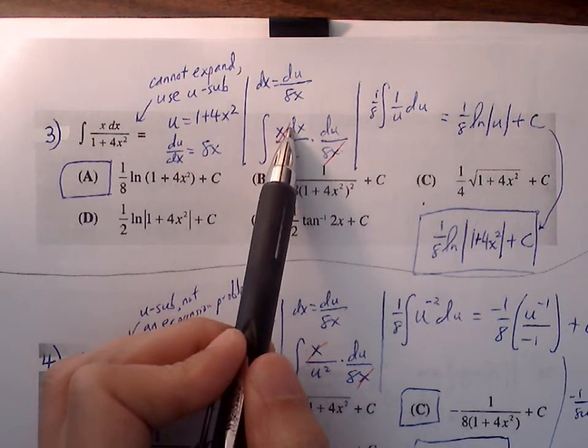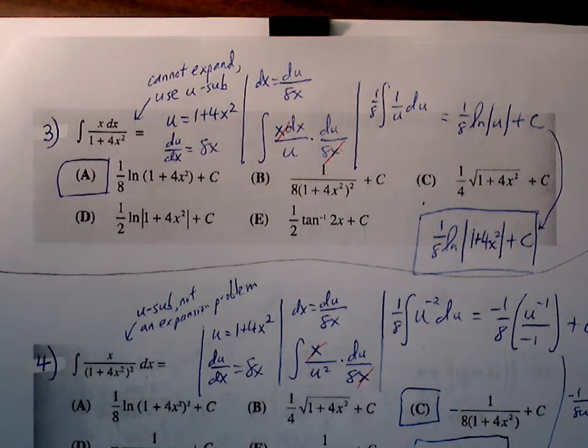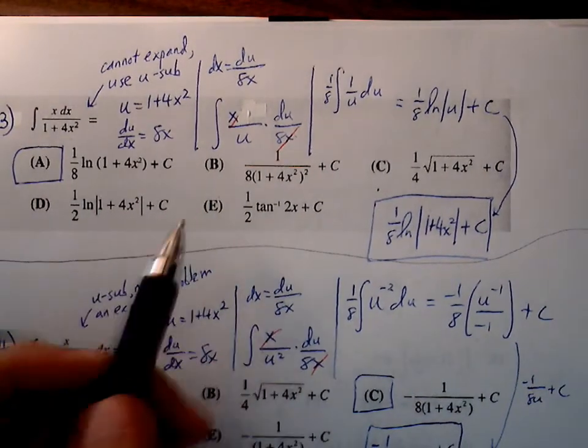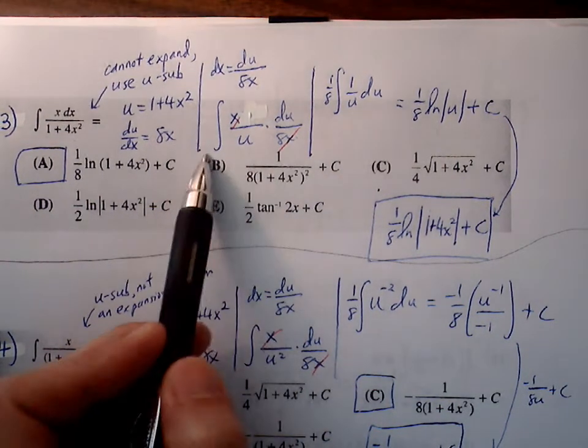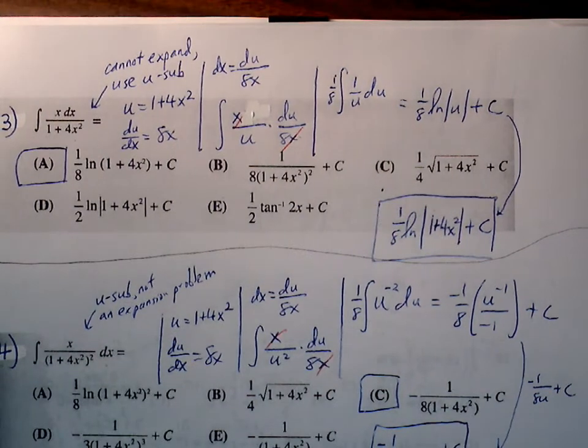Okay, this dx should have been replaced. Dx was replaced with du over 8x. So once the x's cancel out, the only thing left are coefficient and u and du. Okay. All right, so answer choice A.